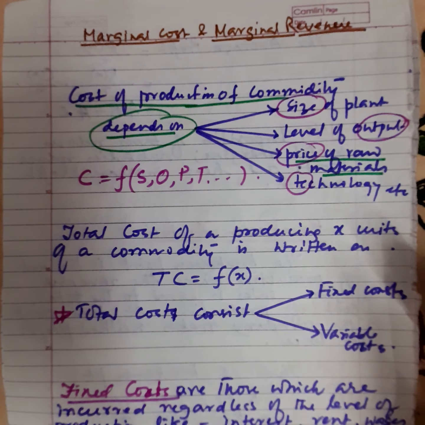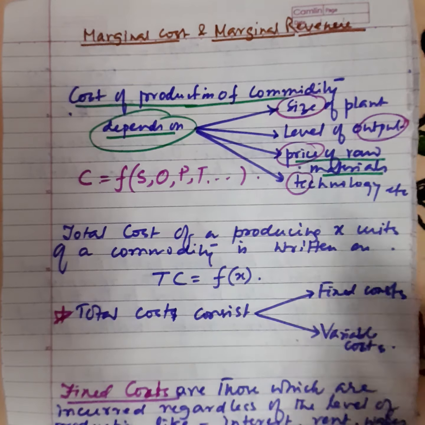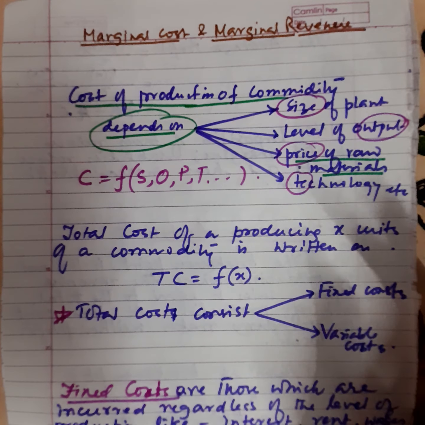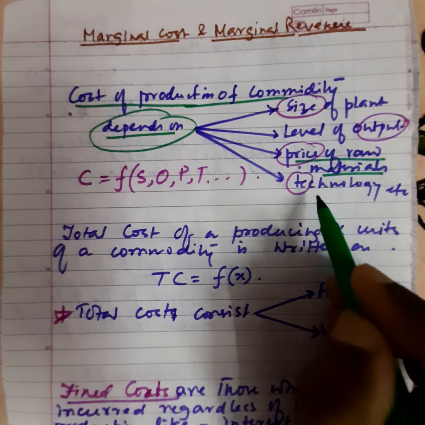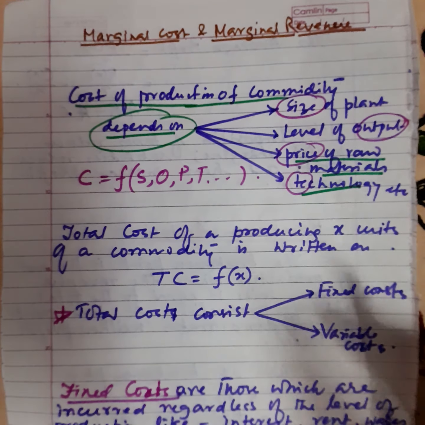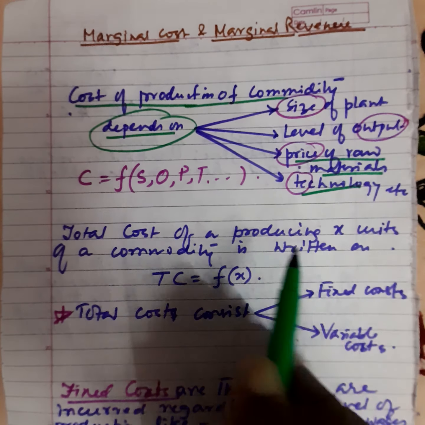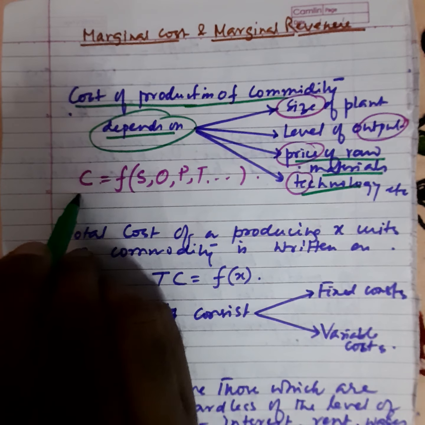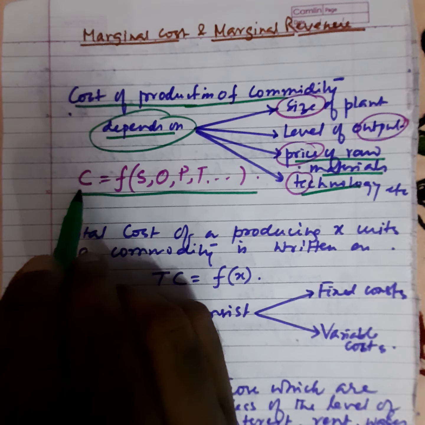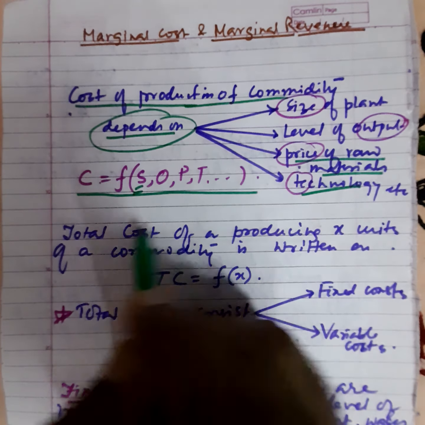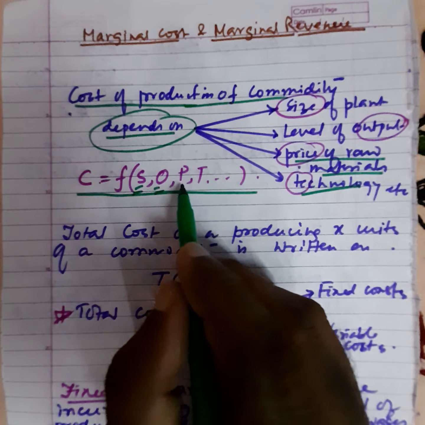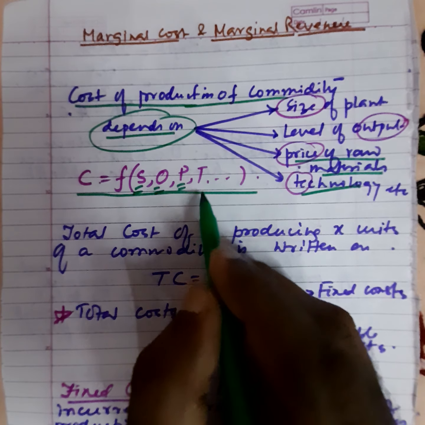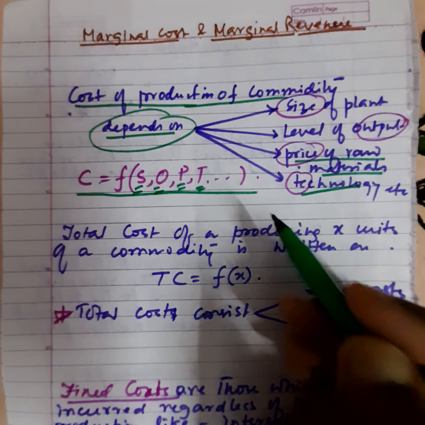So you want to establish an industry or whatever it is, the plants. In that plant, what raw materials will be used, what will be the price of that, what is the technology, etc. And more are there. Transportation is there. So the cost of production of a commodity depends upon these; cost is a function of them. Indirectly we can say cost is a function of the size of the plant, output, price of the raw materials, technology, transportation, or other things.